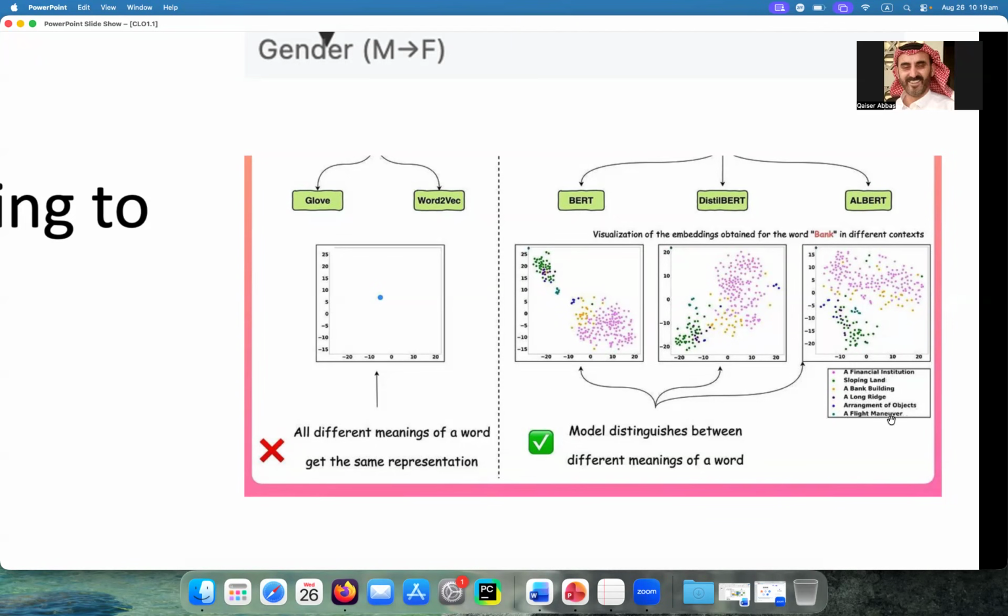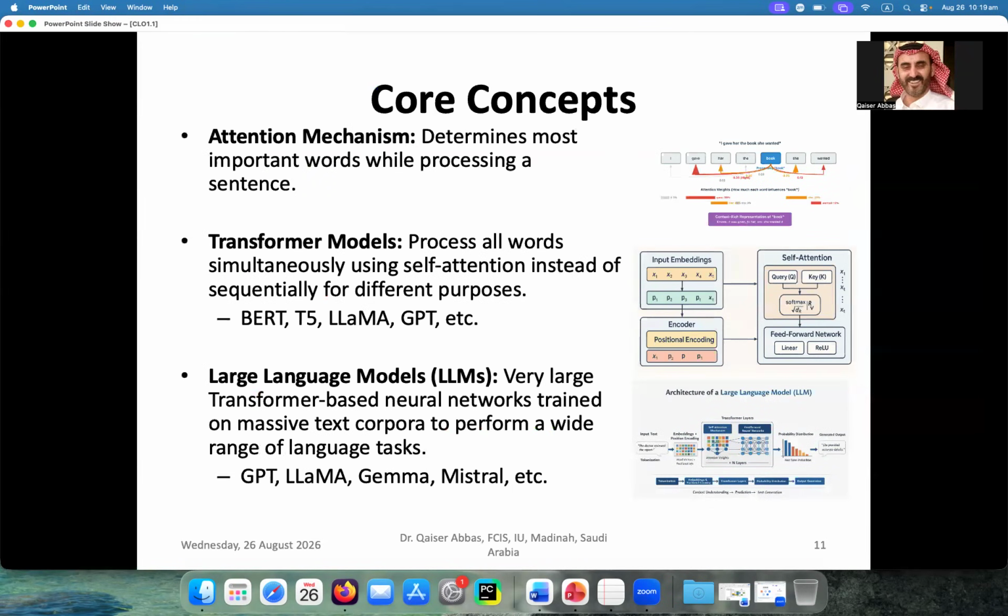An arrangement of objects, a flight maneuver. So these are the different meanings, and these are the different colors which these models are now showing. But the word is the same, bank. They have different vectors for that, which means they are understanding different meanings of the same word, and then showing it graphically. So this is the difference between these new models and the earlier models. These new models are smarter than the earlier ones. Now, moving on.